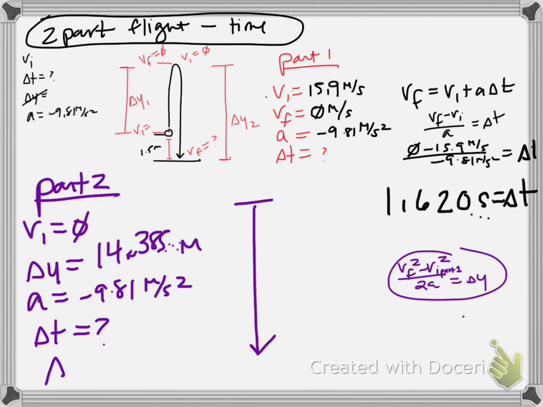Yeah. And I can even use delta y equals VI delta t plus 1/2 A delta t squared, because VI is 0, and therefore that goes away. So that leaves me with a non-quadratic solve. So that means that I can add those two together and I'll get the total time. Okay. Does that make sense? And that should get you within rounding error of the same answer. Yeah, I just used the original.